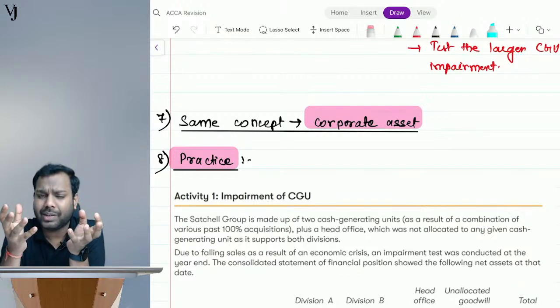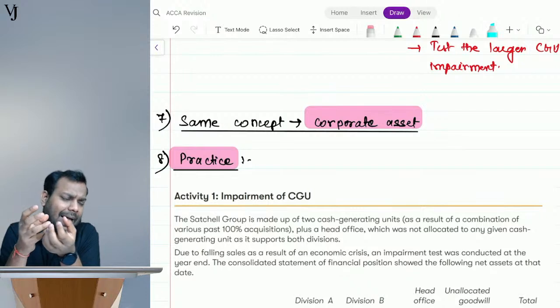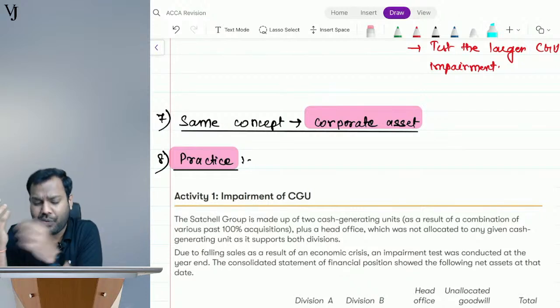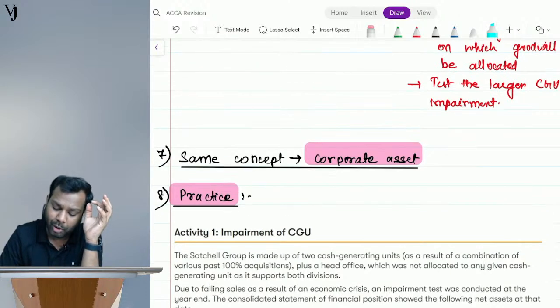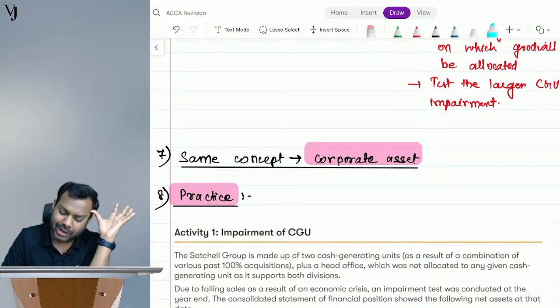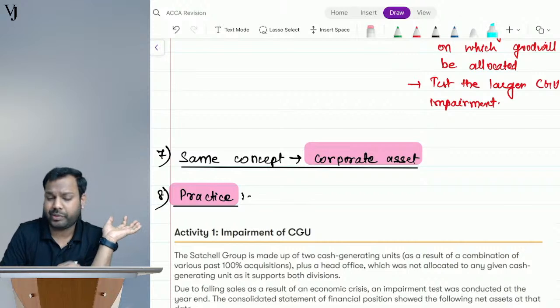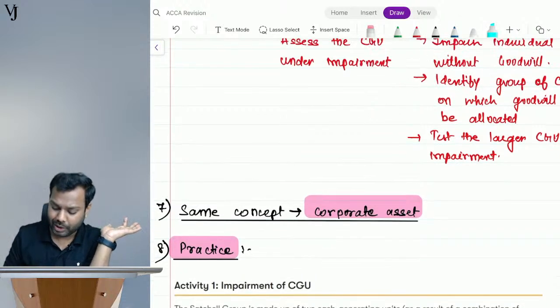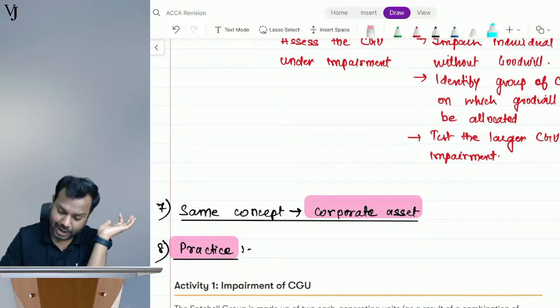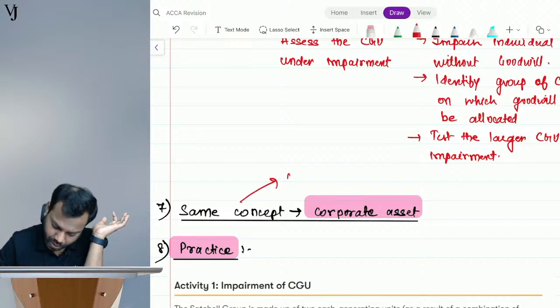Generally, there can be cases where it is allocable and cases where it is not allocable. If it is allocable, well and good. If it is not allocable, then again we'll have to apply the same logic. So I've written here that for corporate assets, the same logic applies as goodwill.